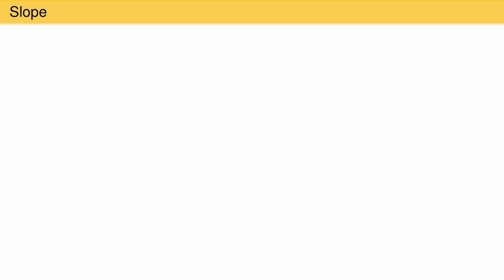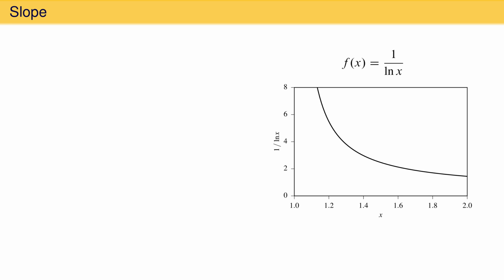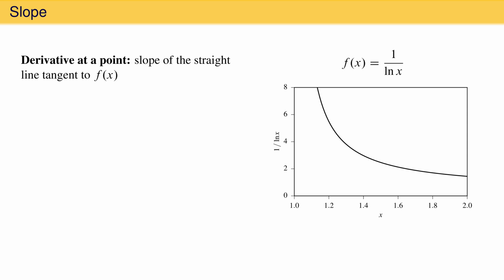Derivatives are important throughout physical chemistry, and so it will be helpful to review what a derivative is. To make this concrete, let's examine the function 1 over the natural log of x. A plot of this function looks like this over the interval x equals 1 to x equals 2. The derivative of this function at a point in the given interval is the slope of the straight line that is tangent to the function f of x at the point we have chosen.